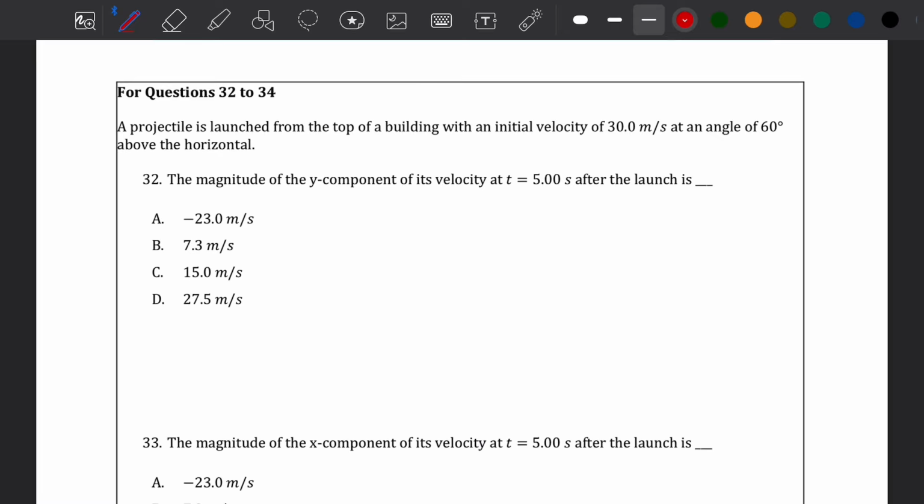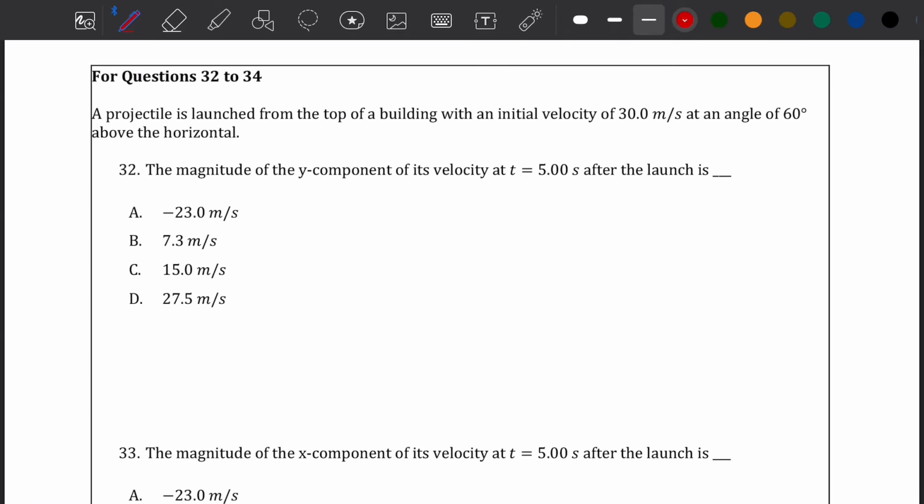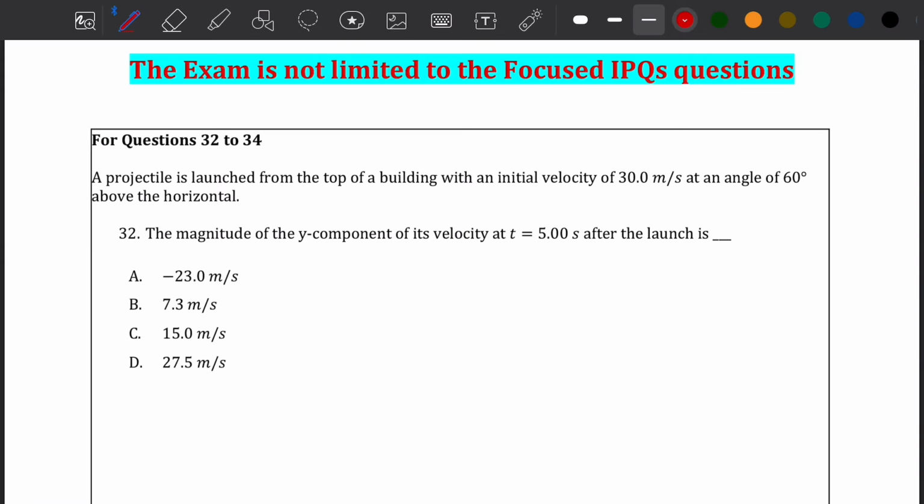Okay, question number 32 is also on projectile. A projectile is launched from top of a building with an initial velocity of 30 meter per second at an angle of 60 degree above the horizontal. If you want to just visualize it, you have got a projectile, let's say a ball, which is thrown upwards with 30 meter per second, and it makes an angle of 60 degree. The question is asking you to find the y component of its velocity 5 seconds after the launch.